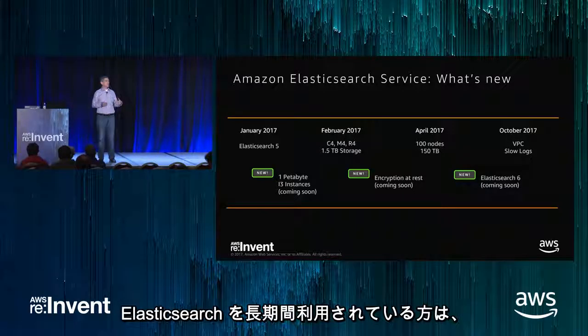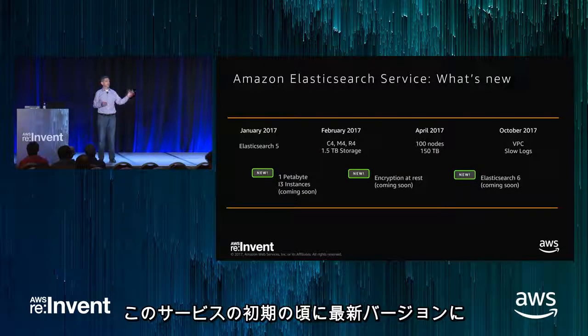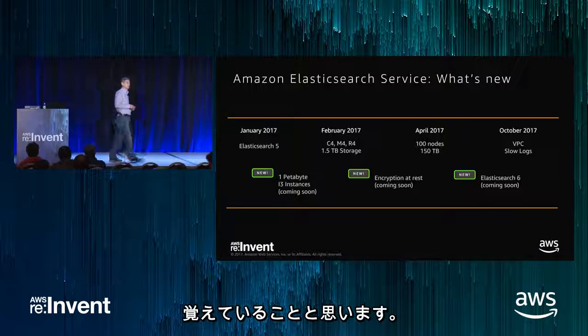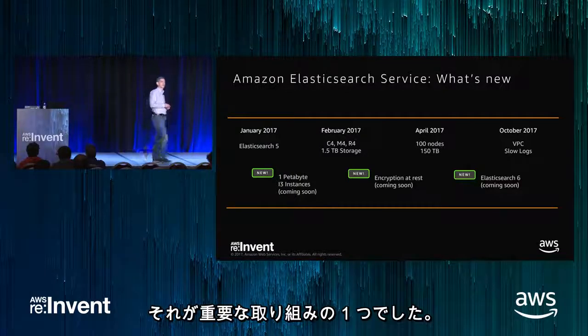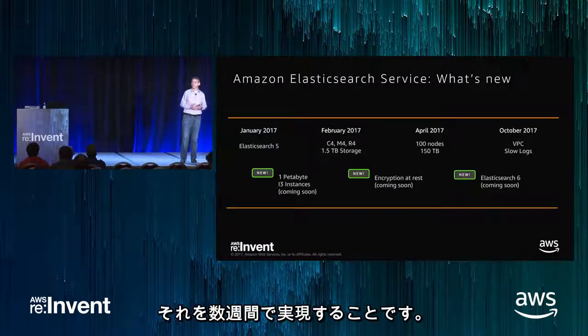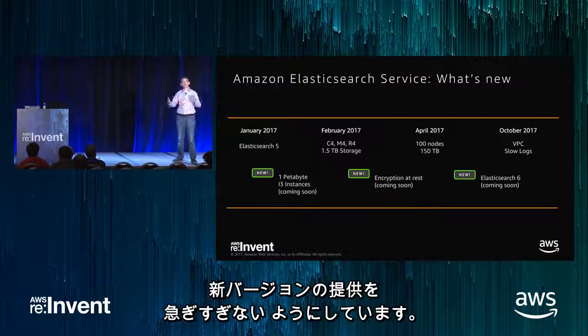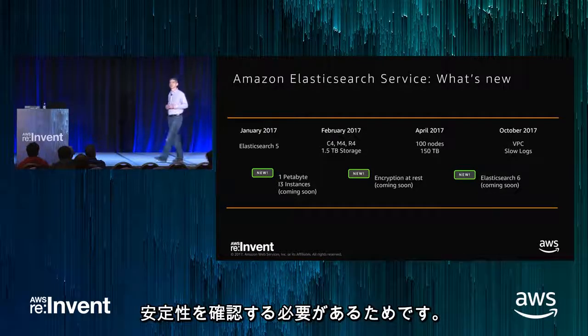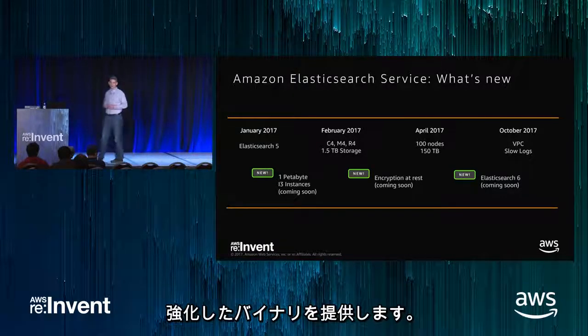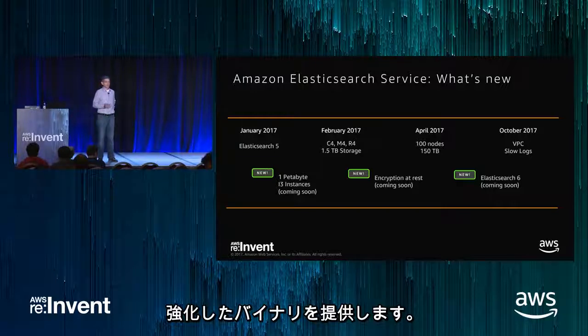For those of you who've been on the service for quite some time, you probably saw that in the early days of the service, it took us some time to stay up to date with the recent versions of Elasticsearch. That has really been a key focus area for us. And as you can see, our goal now is really to deliver those within a few weeks. We don't want to deliver new versions too quickly because we have to make sure that they're stable. We put them through security tests, and we really give you hardened binaries.